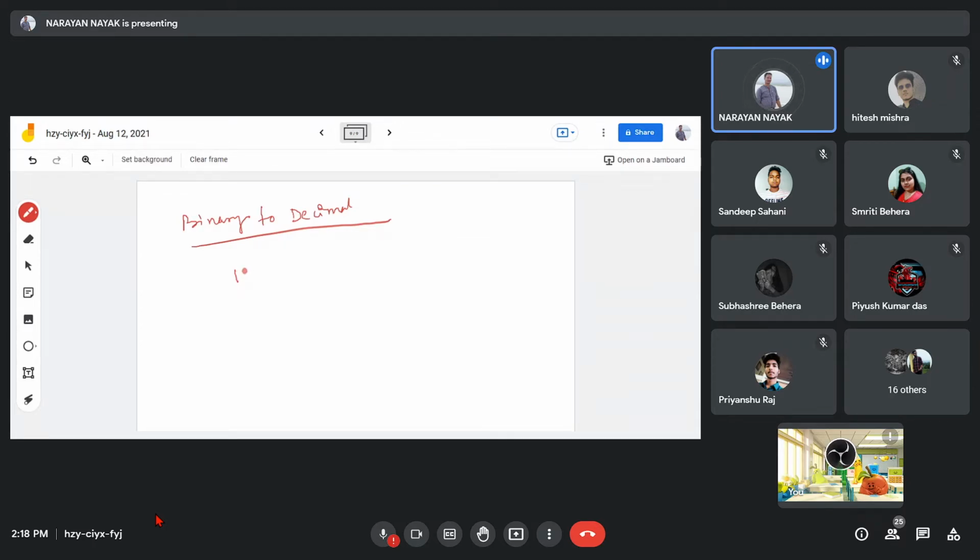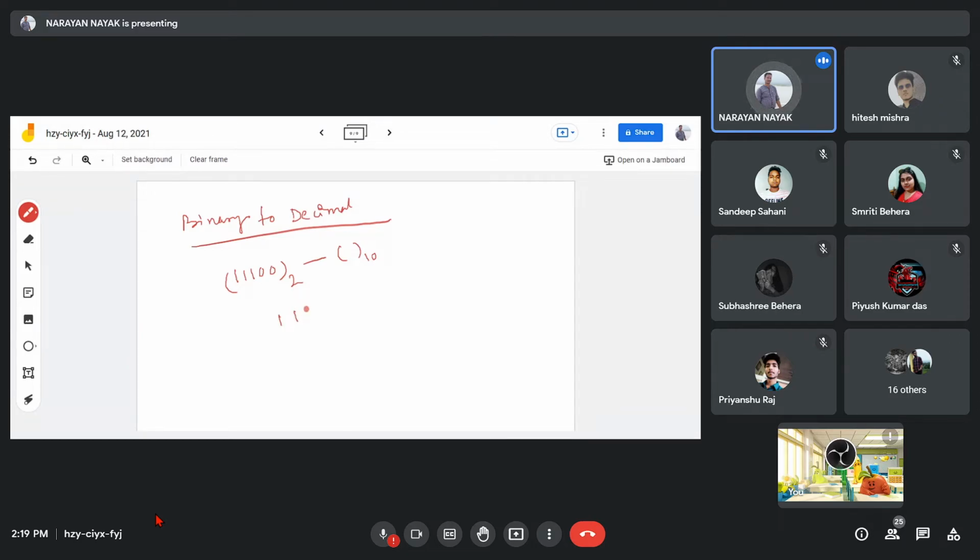Let us say it is given 1, 1, 0, 0. This is the binary number, and it asks what is the decimal. If it is 10 is mentioned, so what you have to do? You should know that this is your decimal. Clear? So what you have to do here, very simple way you have to do.